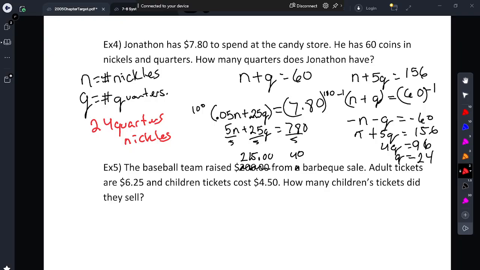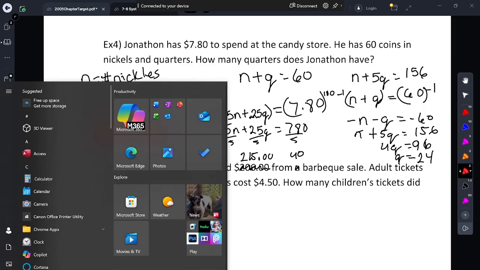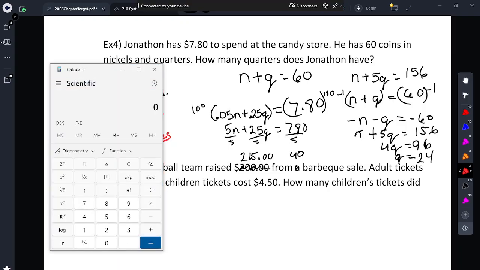Well, n plus q makes 60, right? So if there's 24, what's the other one? 36, because 36 plus 24 equals 60. Is that reasonable? All right, so we just did the math for it, right? N plus q makes up to 60. Now let's see if the math works. I don't mind if you grab a calculator and do the math for this, okay?